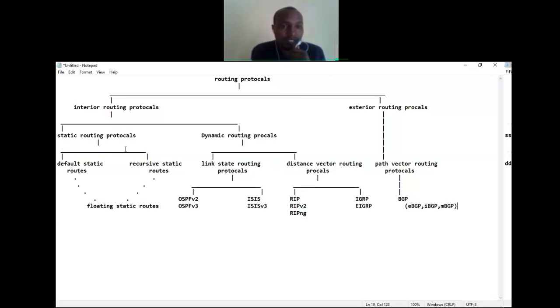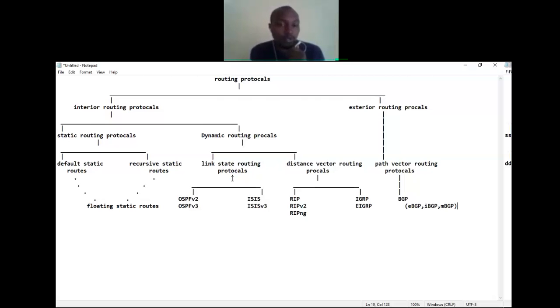Under interior, we have static and we have dynamic. So you can statically teach the routers about other networks, or you can dynamically teach the routers about other networks. Under static, we're going to cover default and recursive. We can use either of the two to create floating. Under dynamic, based on your comfort, you can decide to use link state or distance vector.